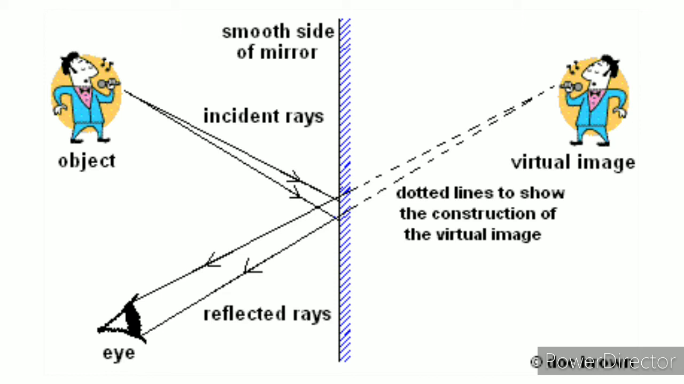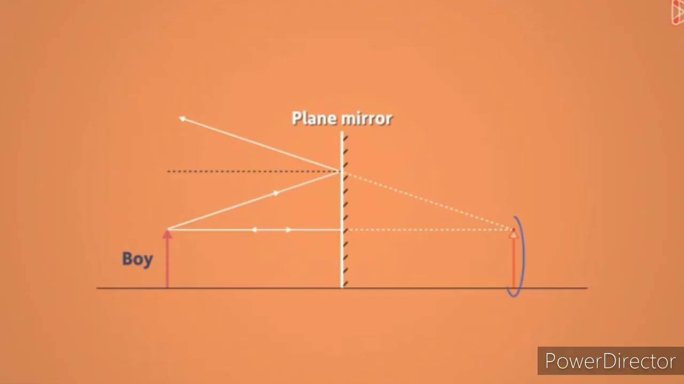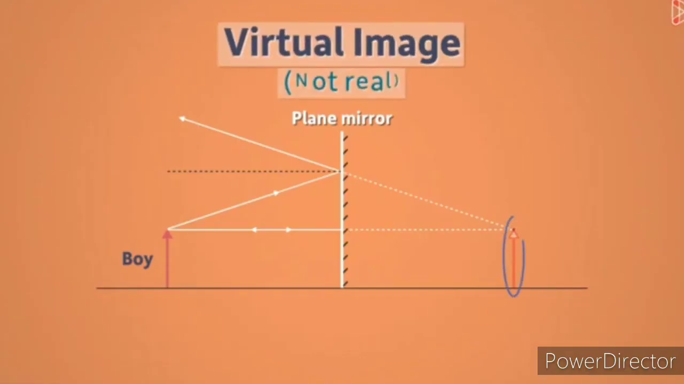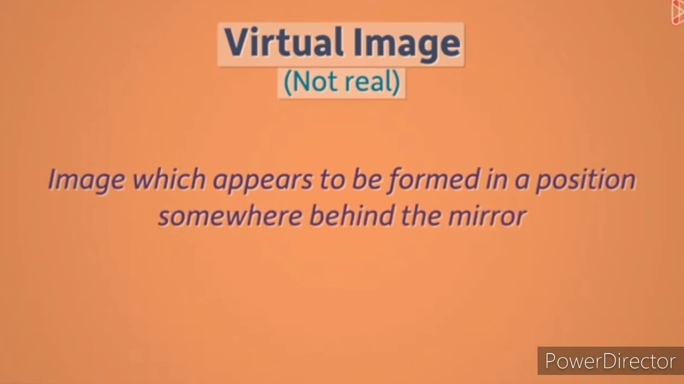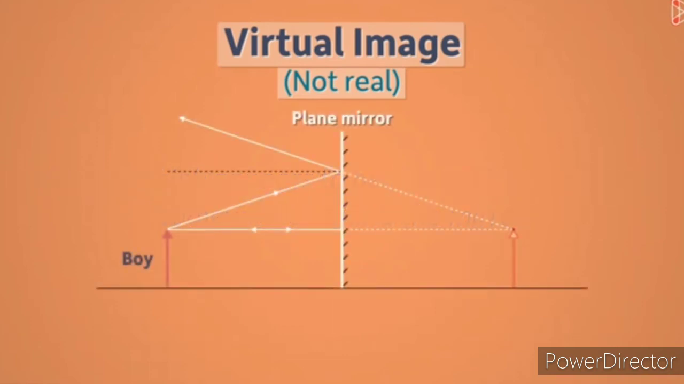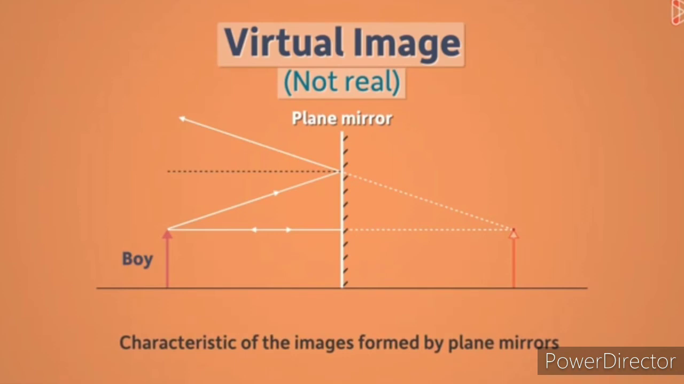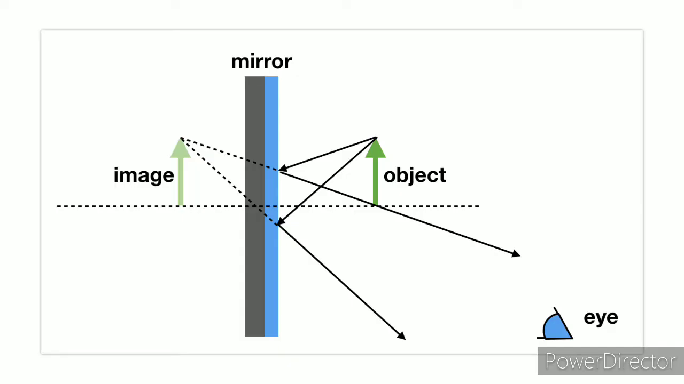You can think of a virtual image as an image which appears to be formed somewhere behind the mirror, but in reality isn't there. A virtual image is formed when the light rays diverge after reflection from the mirror. Every plane mirror forms a virtual image. Please note down, this is the first characteristic of the image formed by a plane mirror: it is virtual and not real.